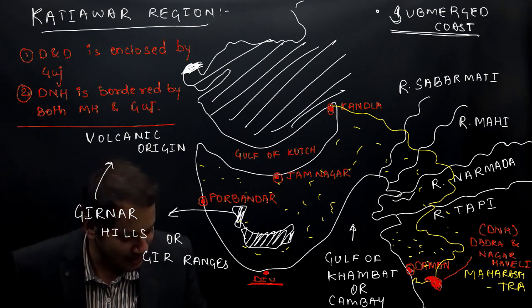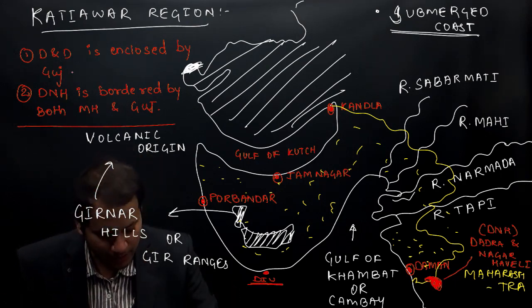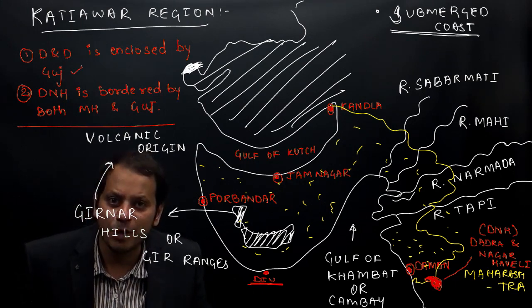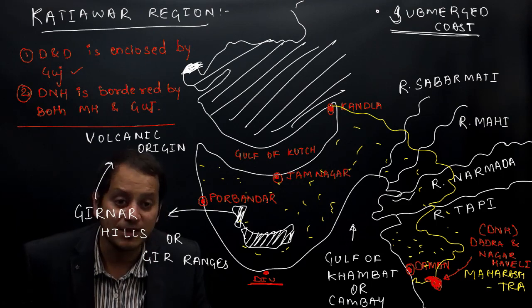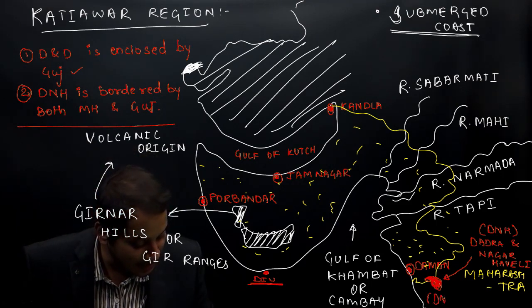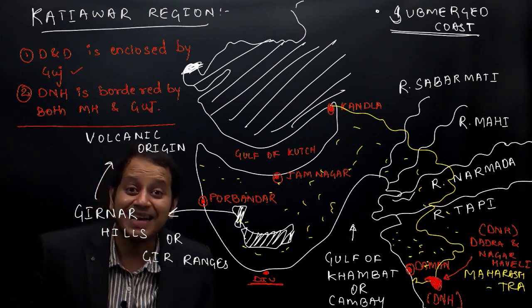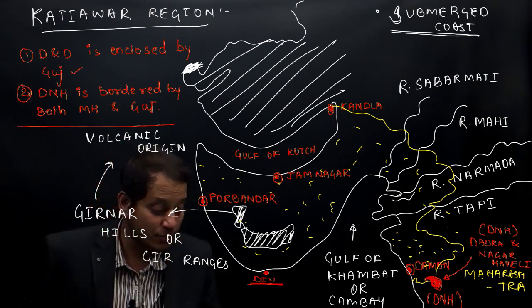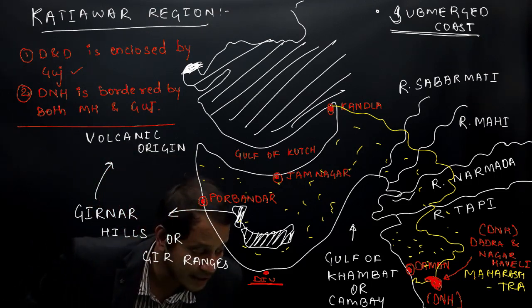Yes. This region, Daman, lies totally in Gujarat. Diu is an island, but it is enclosed by Gujarat. Dadra and Nagar Haveli is bordered by Maharashtra and Gujarat. Yes, Dadra and Nagar Haveli, you can see it. This region is the Dadra and Nagar Haveli. It lies between, I am writing here, this is DNH. It lies between Gujarat and Maharashtra. So these are the important map pointing questions here.